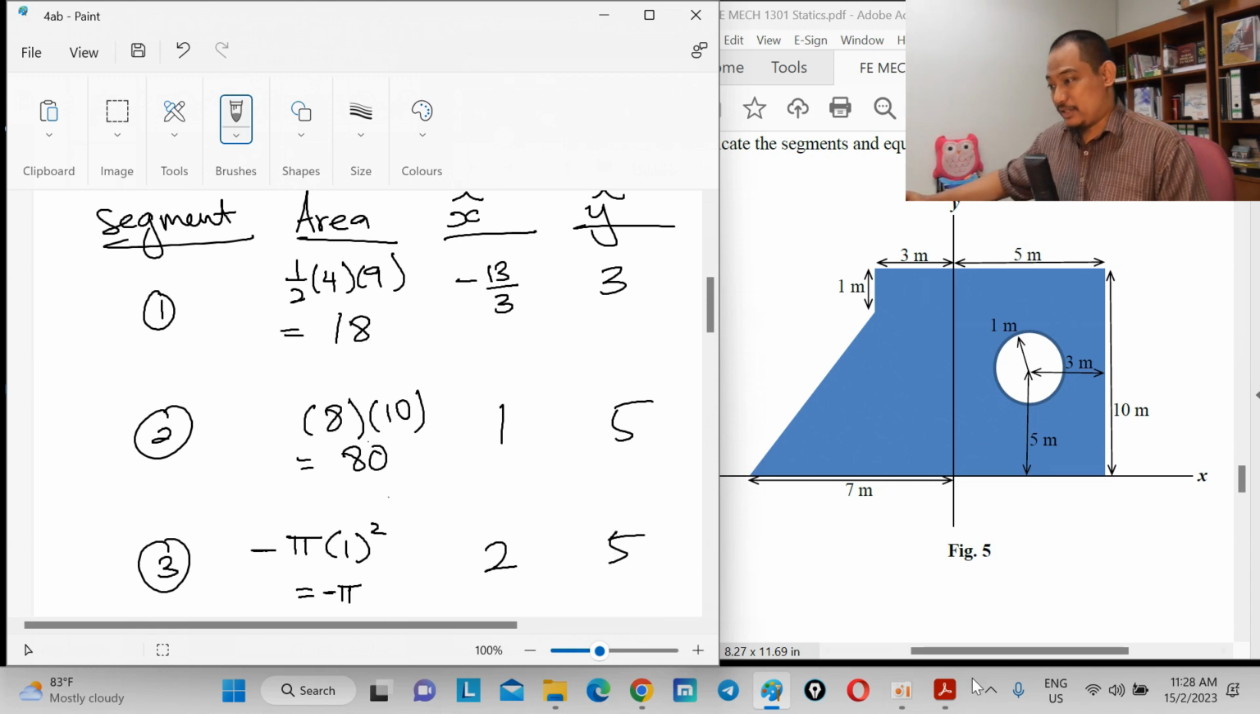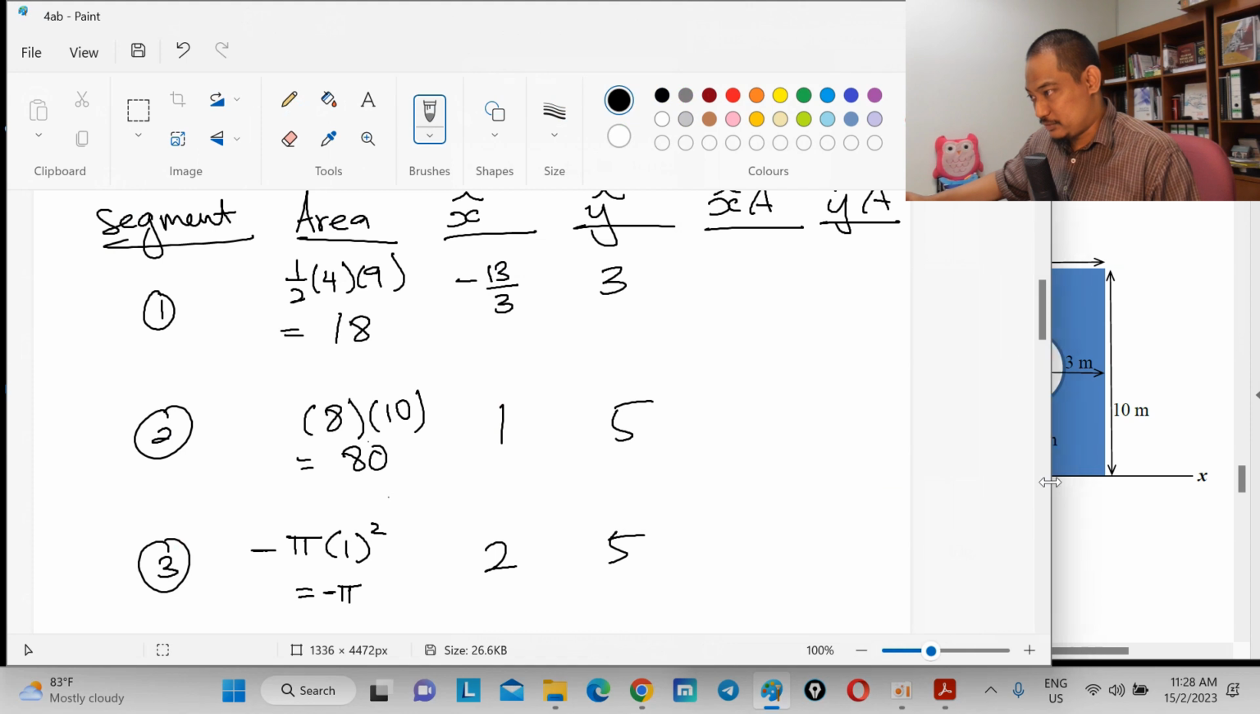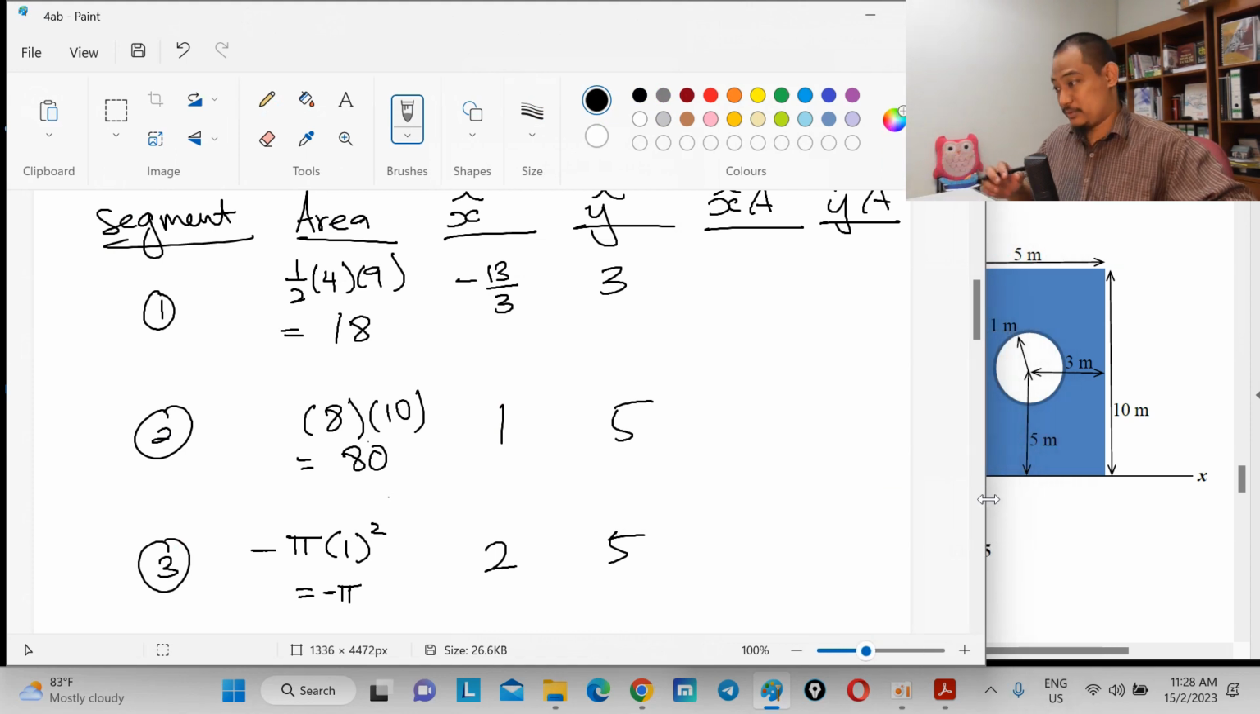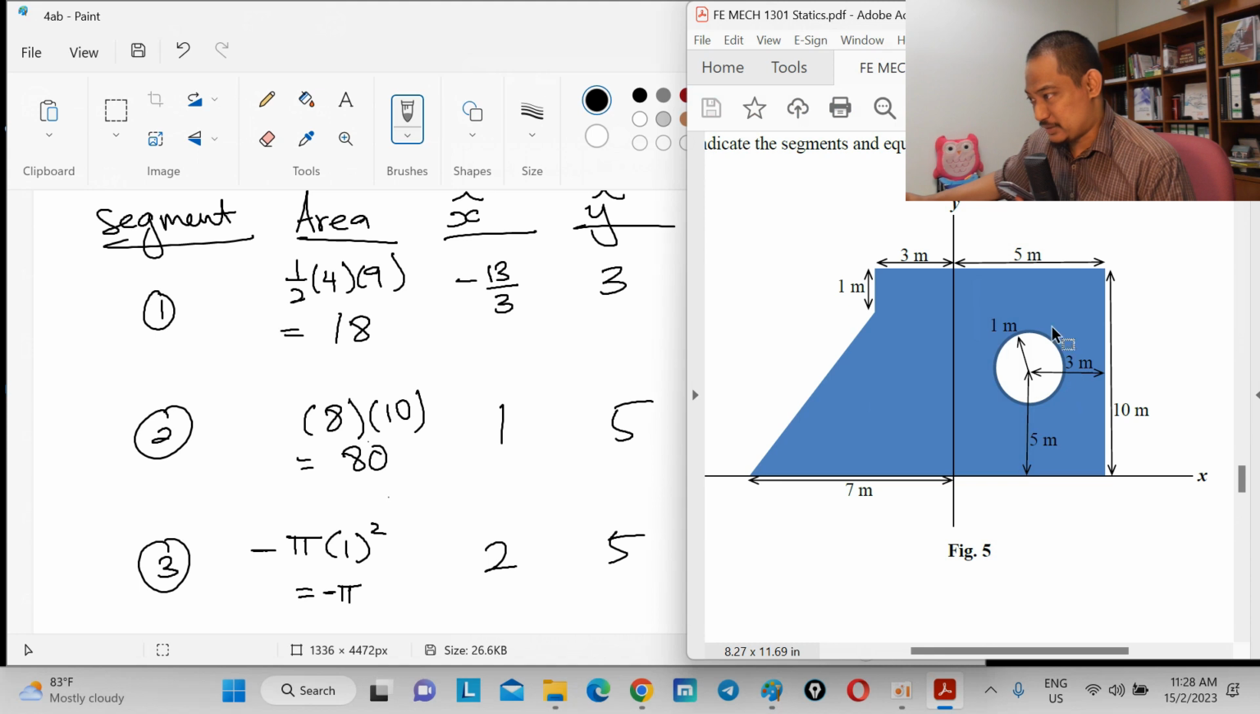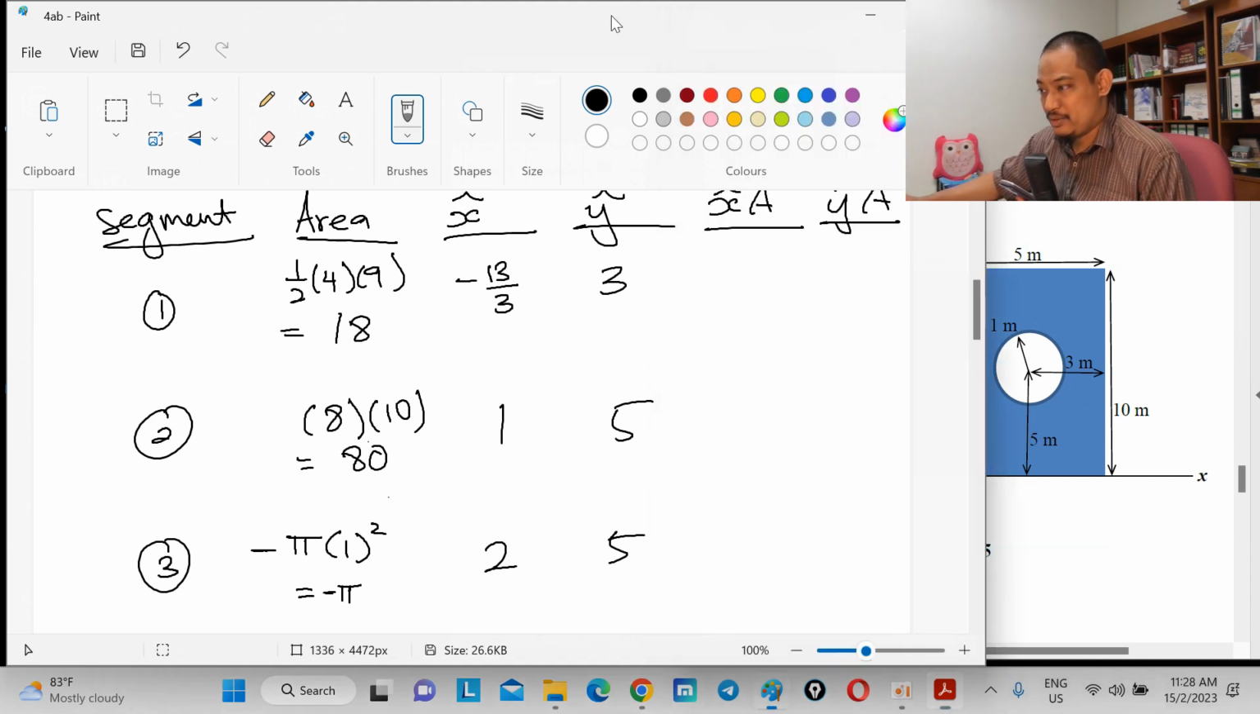Alright, so based on that, we can calculate the rest of the columns. Just check the positive and negative. Area, all are positive except the hole, which is negative. X coordinate for this one is negative, obviously. For this rectangle, it's positive. Y, everything is positive.